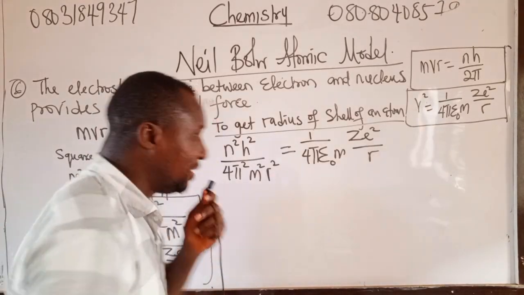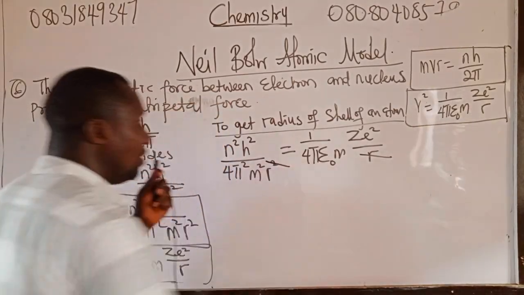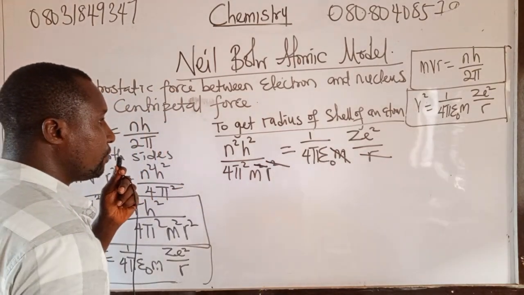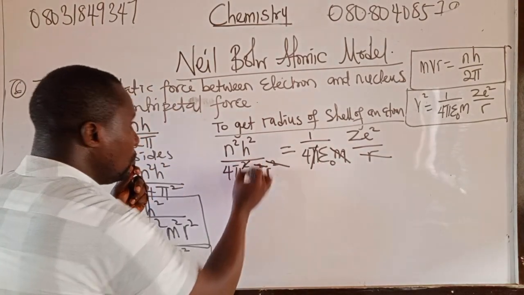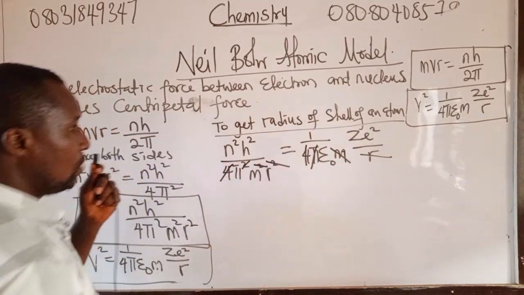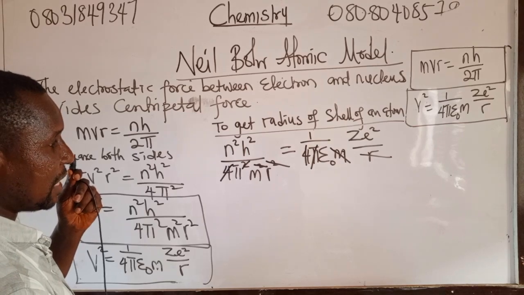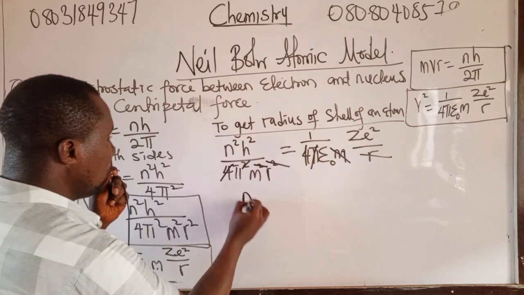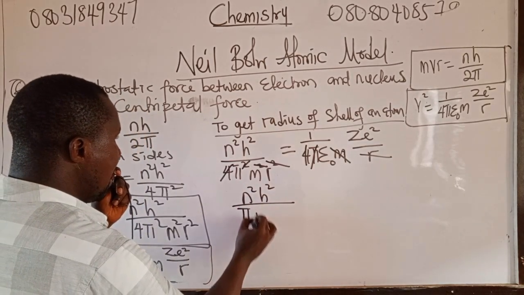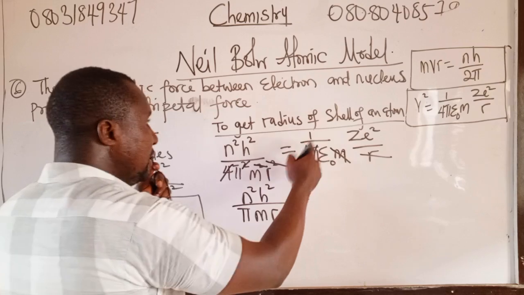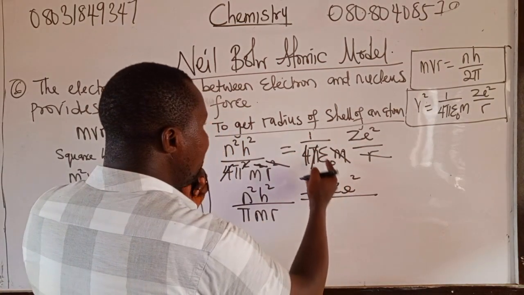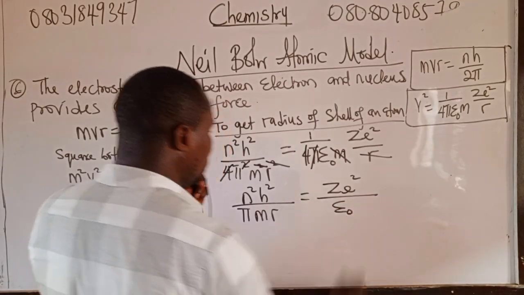Let us do our mathematics. 1 over 4 times 1 over 4. 1 m cancels 1 m. 1 pi cancels 1 pi. 4 cancels 4. So I have n square h square over what will I have left here? Pi r equal to, in this one, 1 times z e square over epsilon naught.